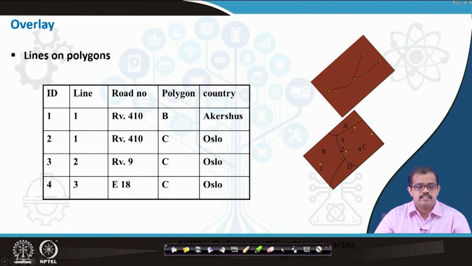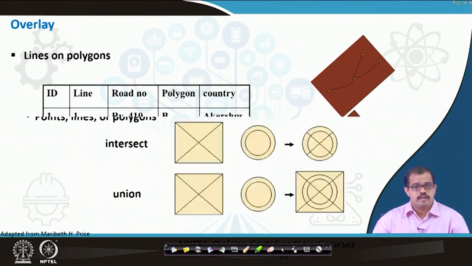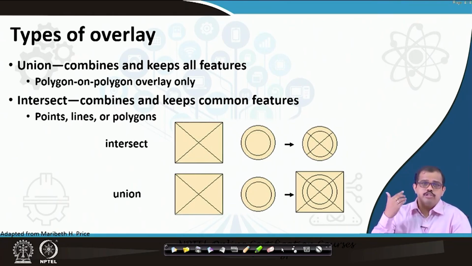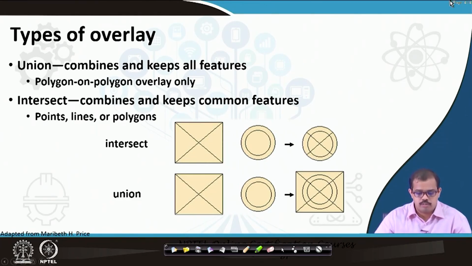So such kind of analysis can be done when you overlay lines on this. So that is a different way of thinking about the usage of overlay analysis. As I said, overlay can be of many types. You can use union, you can use intersection. Union combines and keeps all the features; that is polygon on polygon overlay only.